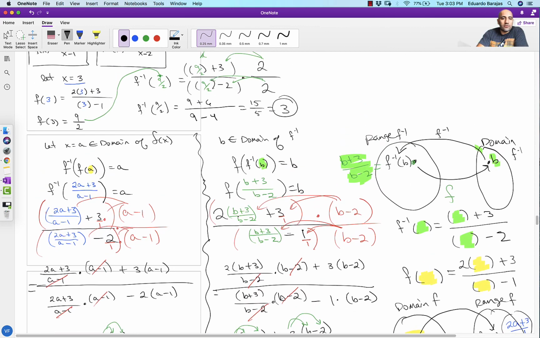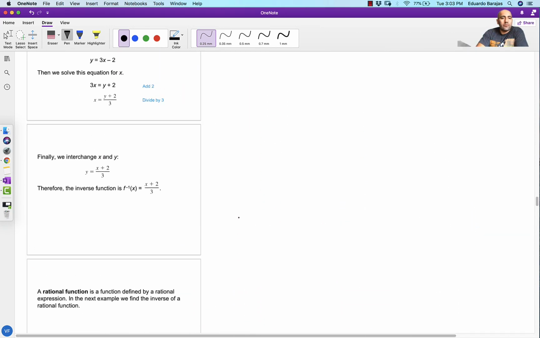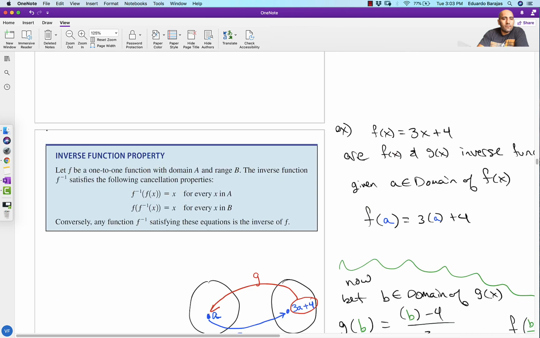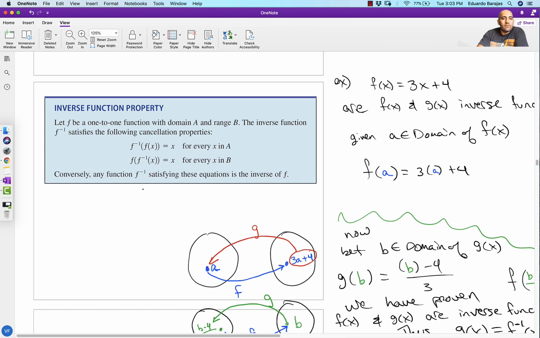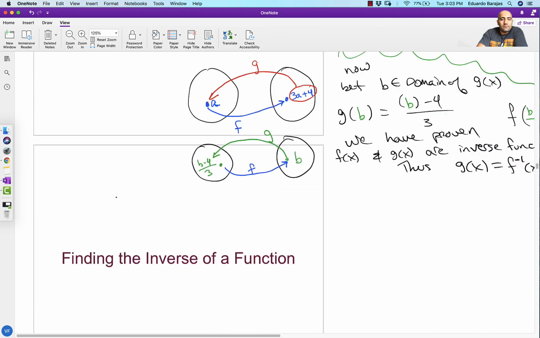And that's what this is describing up here. We're looking at this table. So back to this description of an inverse function, we just use this to prove the two functions are inverses of each other. Right? The work I did is exactly what this is describing. Okay, moving on.